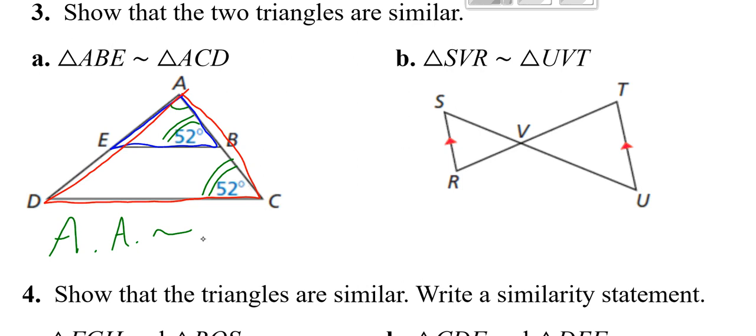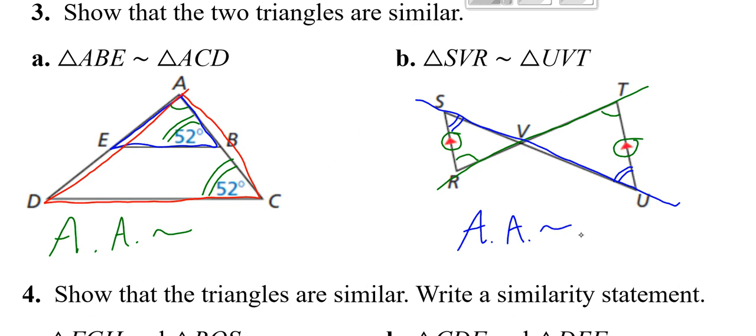Okay. On option B here, we're looking at triangle SVR and triangle UVT. So notice we have parallel lines. So with parallel lines, I have a transversal, and I know that alternate interior angles are congruent. My second transversal is here. So I have alternate interior angles being congruent. And since I have two angles of the triangle being congruent, by angle similarity, I know that this is true.